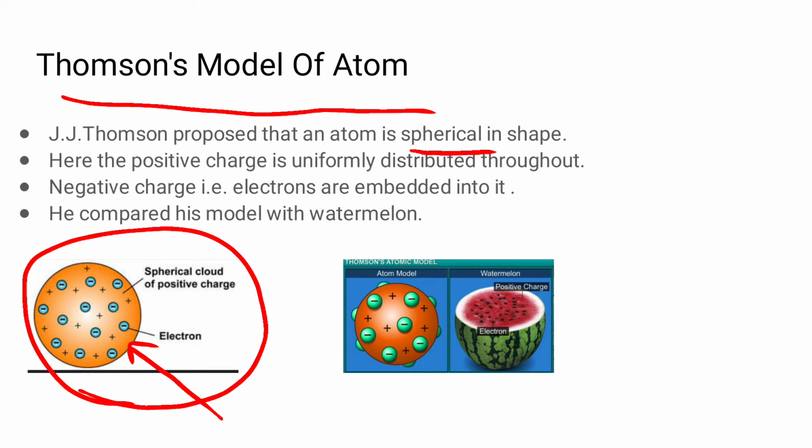He compared his model with a watermelon. Here, the red part of the watermelon is similar to this orange part. And the seeds of the watermelon resemble the embedded electrons in this model. So, his model was very much similar to how a watermelon looks.